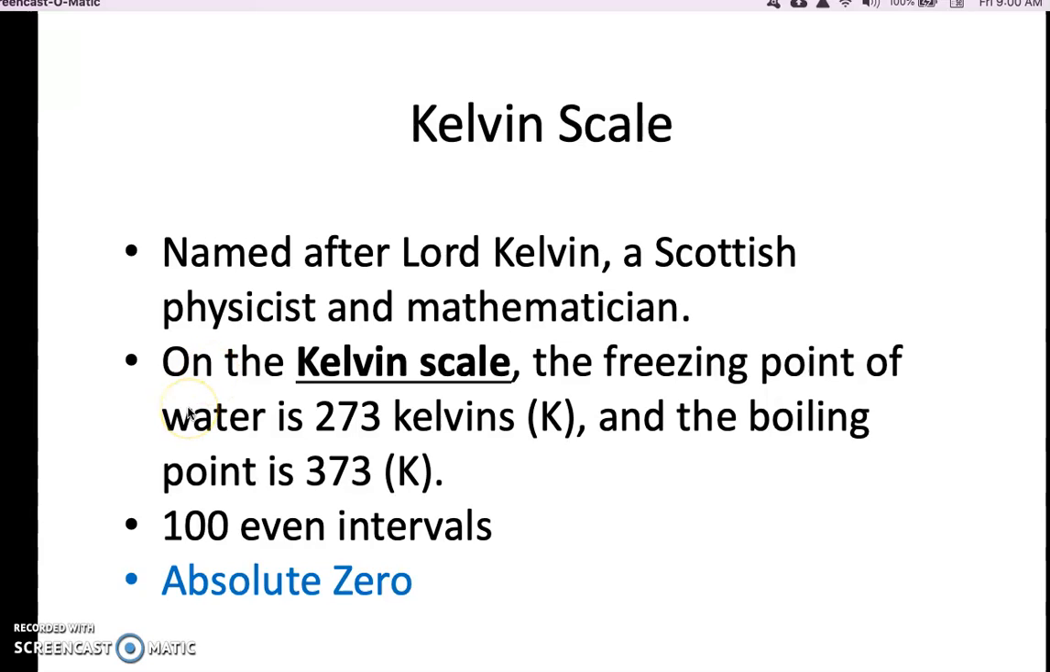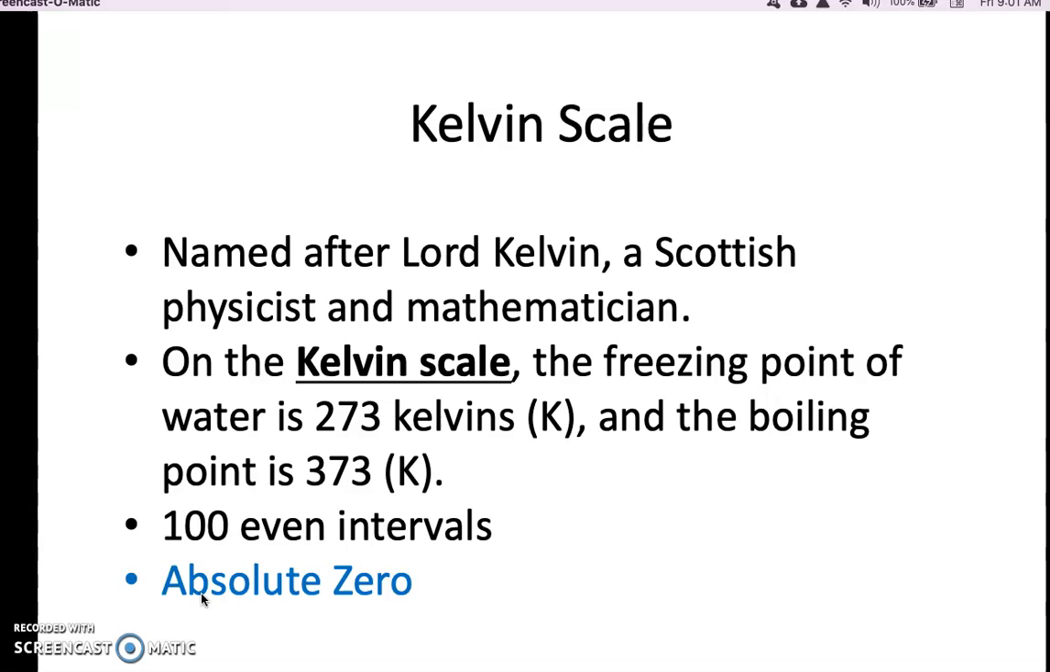All right. Now there's also the Kelvin scale. It's a little different. The Kelvin scale is used in lab traditionally. Okay. It's named after Lord Kelvin, a Scottish physicist and mathematician. On the Kelvin scale, the freezing point of water is 273 kelvins, and the boiling point is 373. So again, it's another 100 even intervals, but his scale stays away from 0. So we won't get that undefined measurement in math. You can't have 0 in the numerator. Okay. And there's also a term called absolute zero, which we're going to look at in a second.